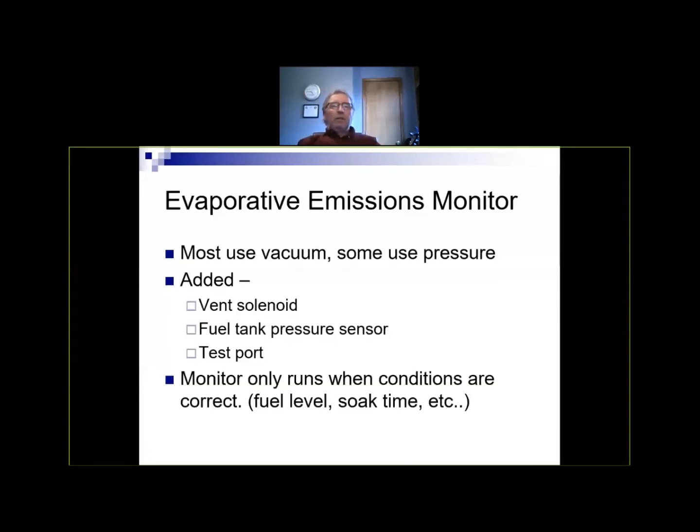All right, I'm not going to get into the EVAP monitor yet. I think we'll stop right here because the EVAP monitor is probably the most complicated, and we've spent enough time today that I think I'll call it a day.